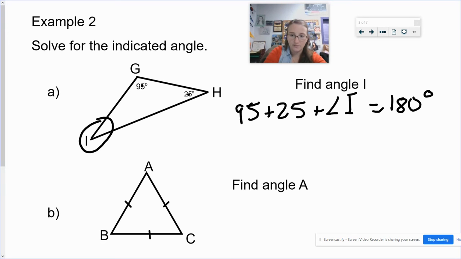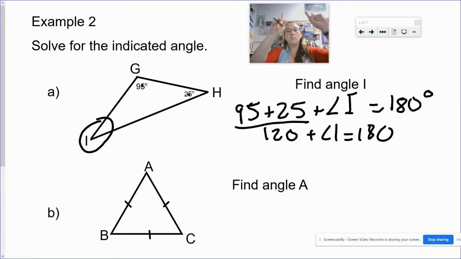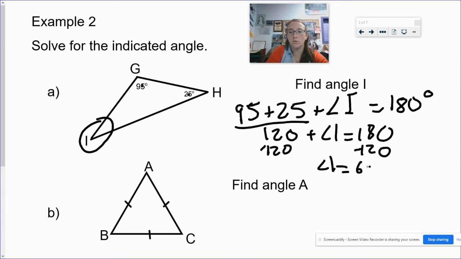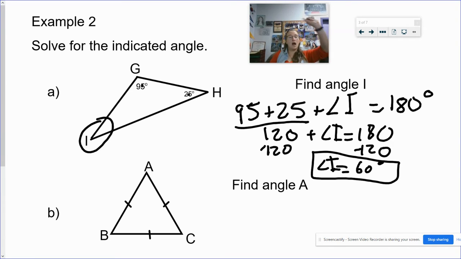And then we're going to simplify this. So we got 95 plus 25. Let's go ahead and add these two. What is that? 120. I'm going to double check because I'm not confident in my math right now. 95 plus 25. I was correct. 120. Plus angle I equals 180. Now that I'm moving the 120 degrees over, now we're doing the opposite. So angle I should equal 60 degrees. Again, if we're on the same side of the equal sign, we combine. If we're moving across an equal sign, we got to do the opposite.